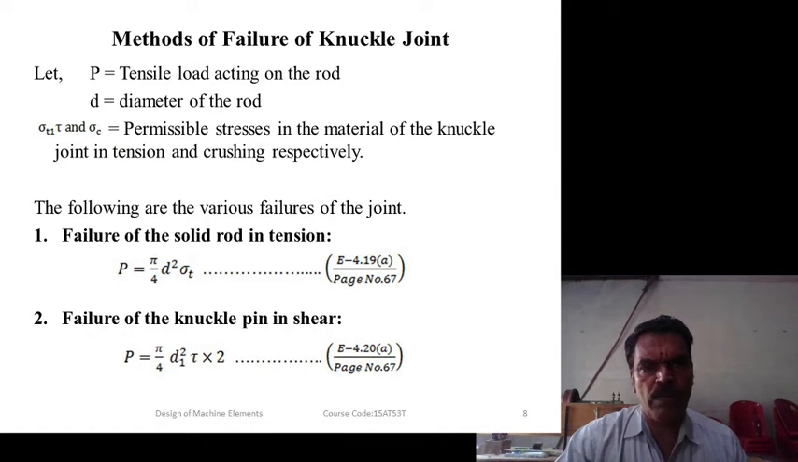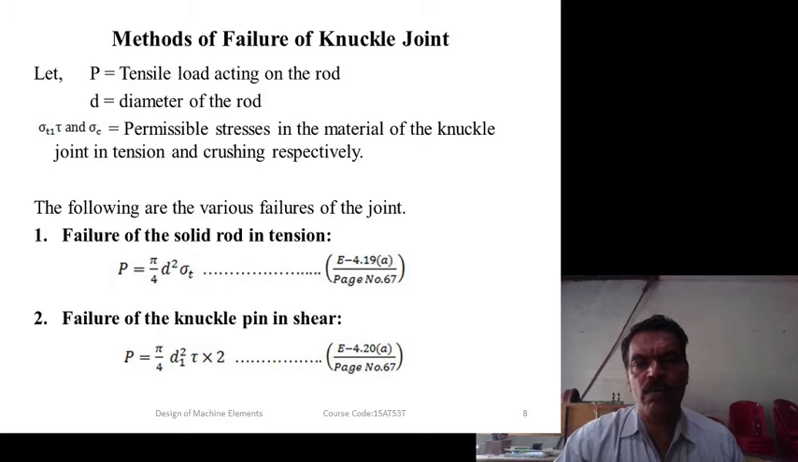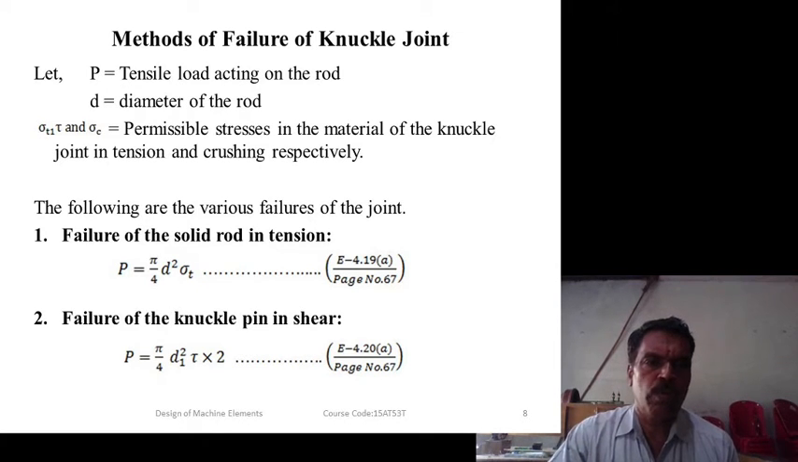Methods of failure of knuckle joint. Here, where the failure will occur at this joint, let us understand one by one. Actually there are 8 parameters. Now we will discuss one by one. Let P be the tensile load acting on the rod. So what is the unit of P? P should be in Newton.